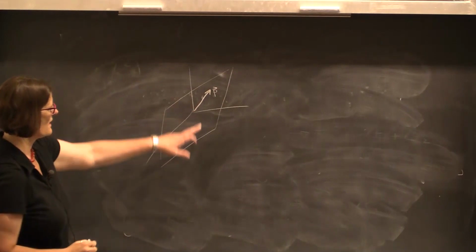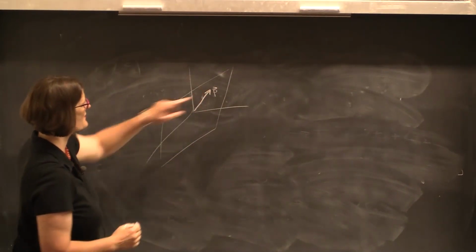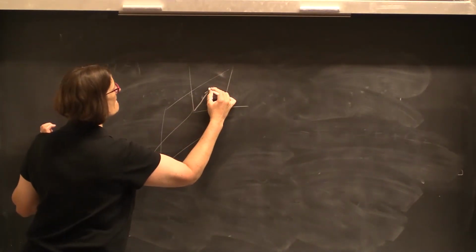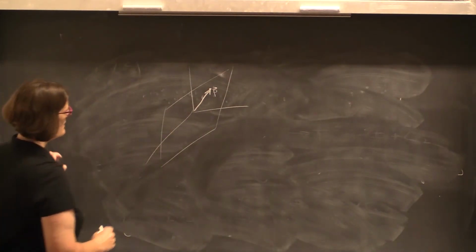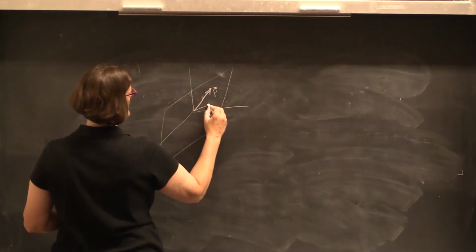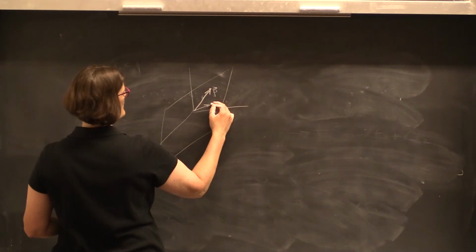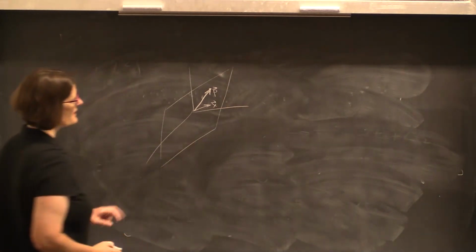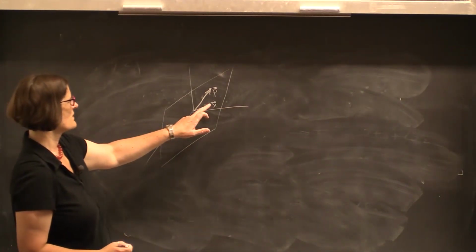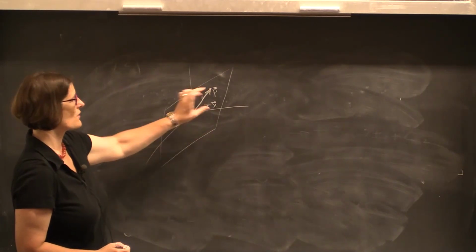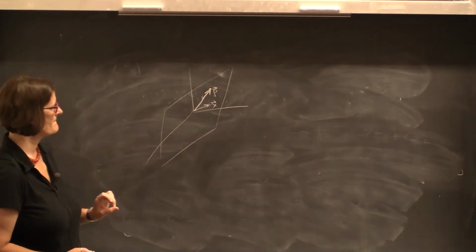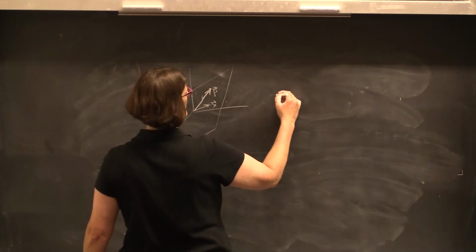That's a vector in the plane. That's the position vector for a point in the plane. And here's the position vector for another point in the plane. So the head of this arrow and the head of this arrow are both in the plane.